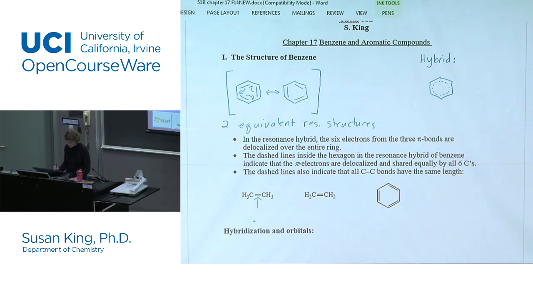A typical carbon-carbon single bond would be 1.53 angstroms. A typical carbon-carbon double bond would be 1.34 angstroms. And this is going to be something in between. For benzene, all bond lengths are equal, all bonds equal length, 1.39 angstroms. So somewhere between a single and a double bond in length.